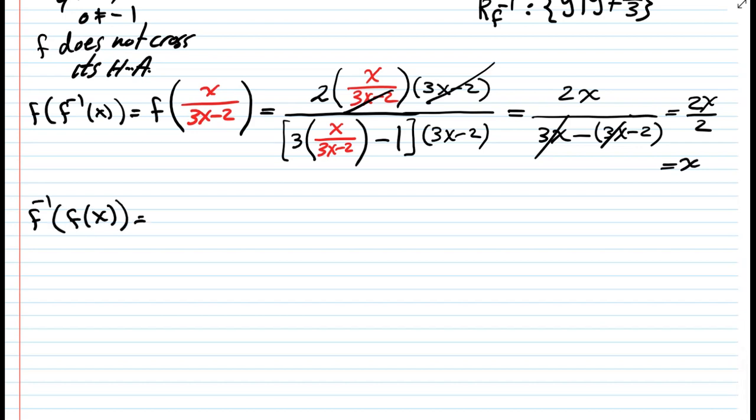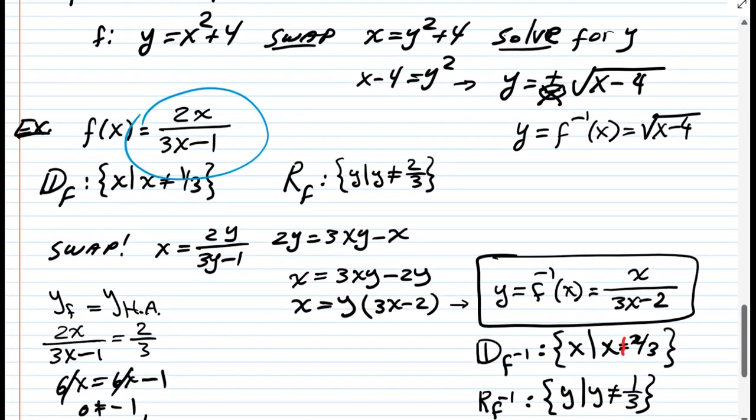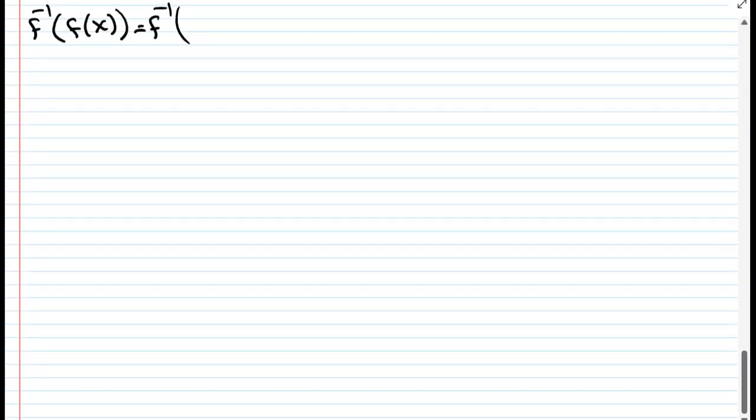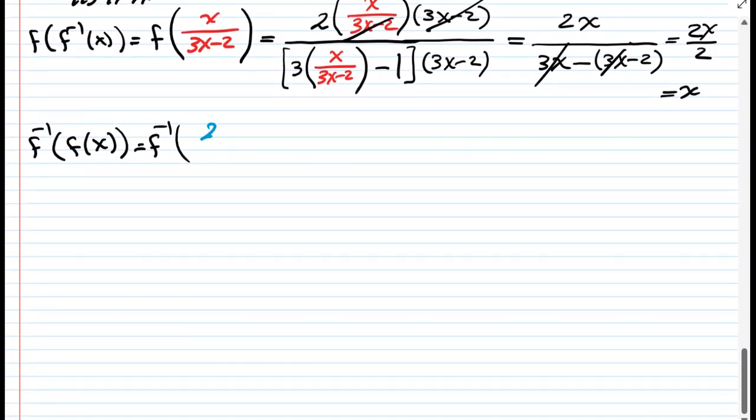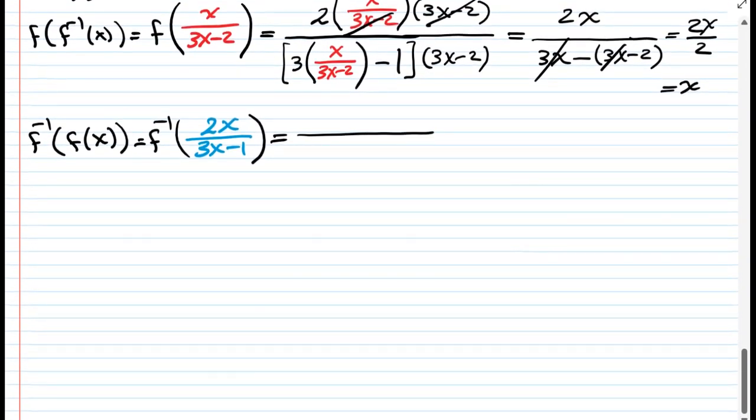Let's verify the other composition. This time the composition of f inverse evaluated at f of x. And remember, f of x was 2x over 3x minus 1. All right, so I'm going to use that: 2x over 3x minus 1, divided by 3x minus 1. We're going to plug this into our inverse function. The inverse function is x over 3x minus 2.